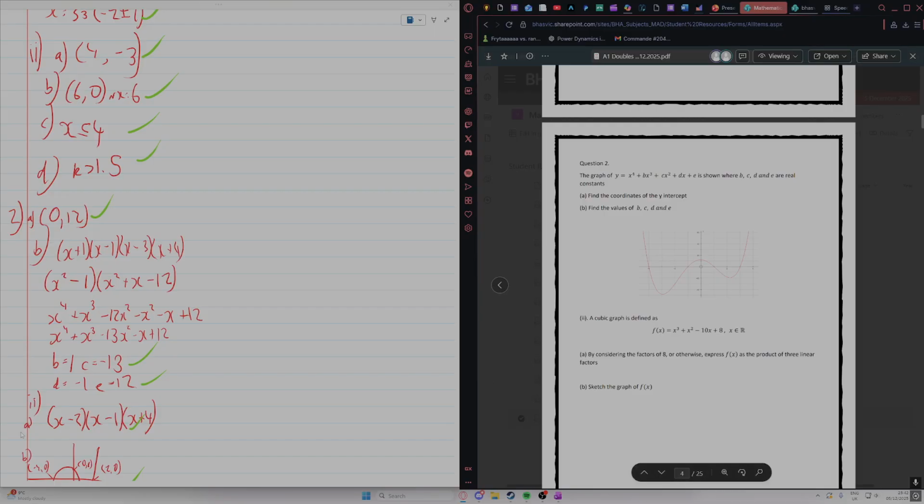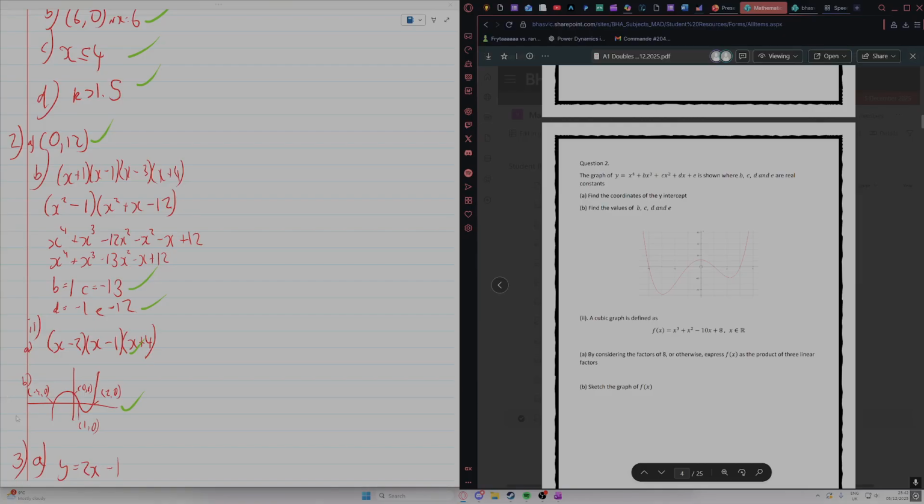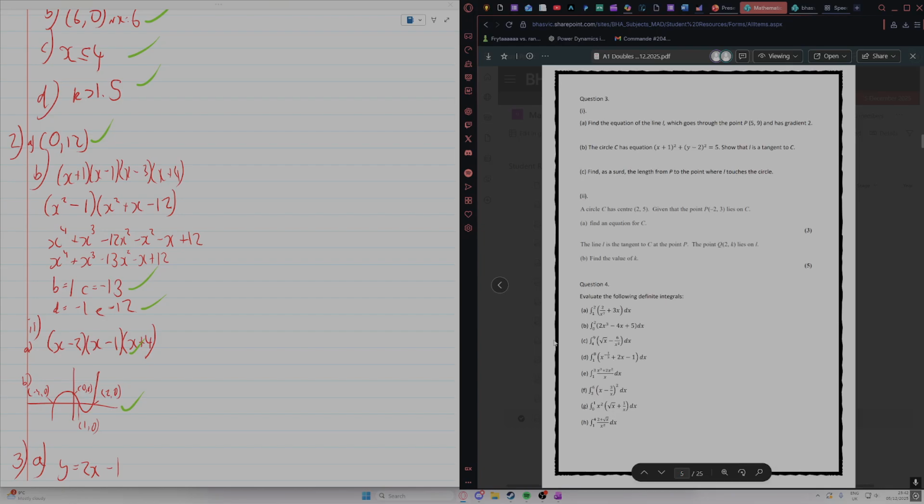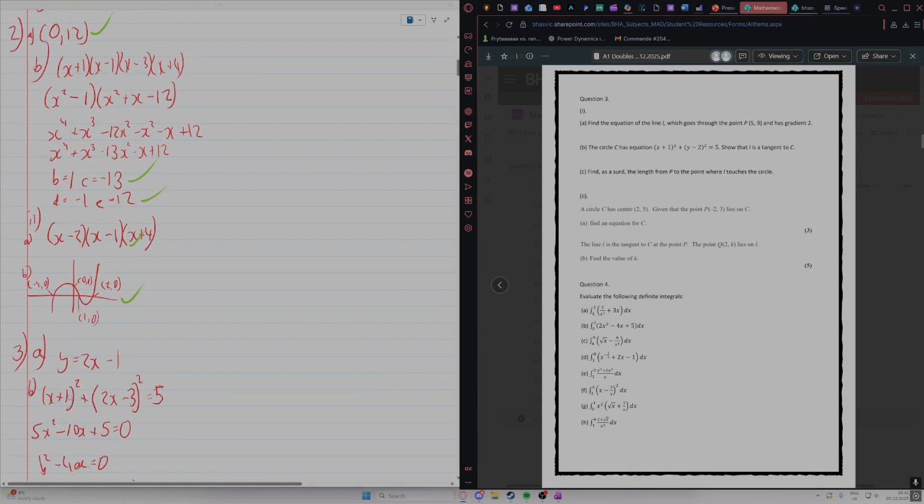But you can, yeah, but you just kind of have to trial and error it until you get it. And then sketching the graph, you just sketch the graph. There's nothing really interesting about that. You have the roots. You have the y-intercept. Right, next question. Work out this equation of the line.